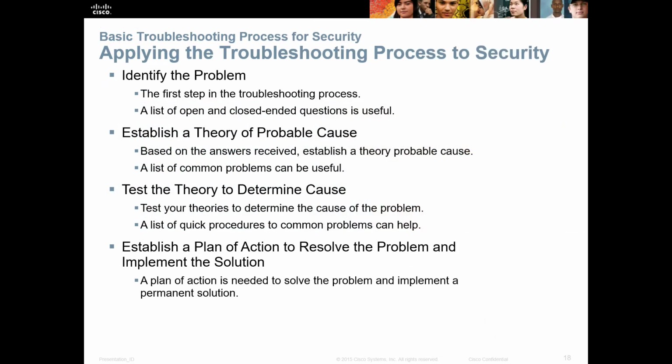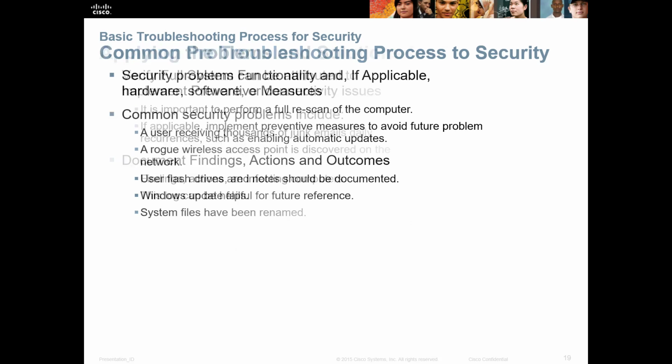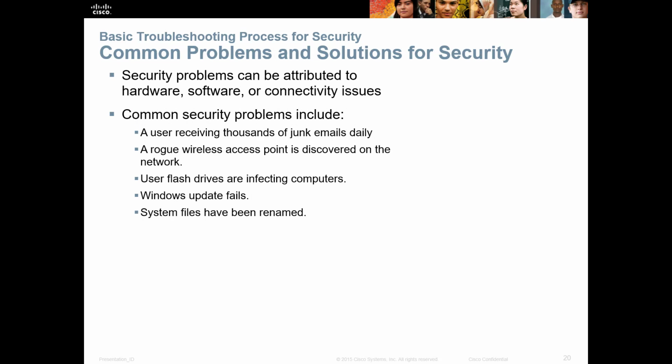See if you can remember these. Take a look at identifying the problem, theory of probable cause, and testing the theory to determine the cause. Make sure you have everything up and working, and document your findings and outcomes. Here are some common security problems. A user receives thousands of junk emails a day. What would you do with that? A rogue wireless access point is discovered on your network. Flash drives are infecting computers. Windows update fails, and system files have been renamed.